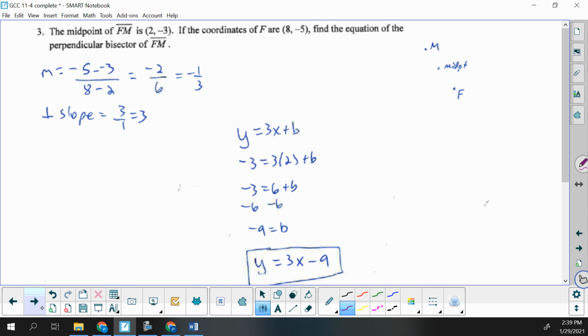So we'll use y equals 3x plus b. We'll sub in our x and y from our midpoint. That gives us b is negative 9, so you have y equals 3x minus 9.